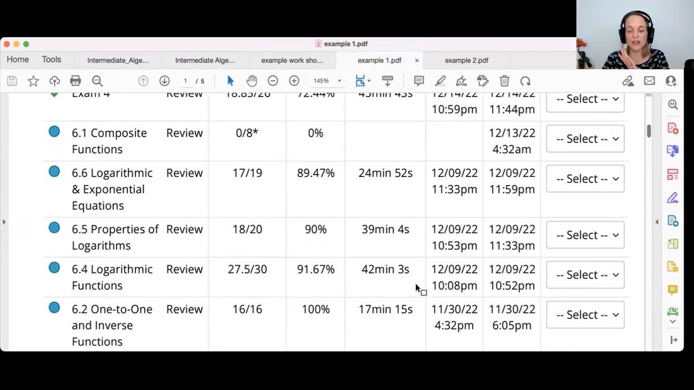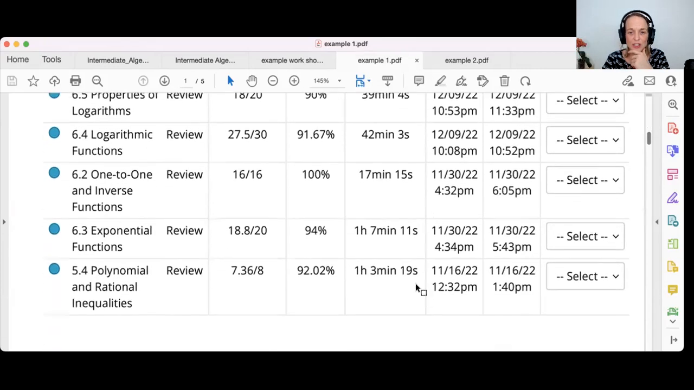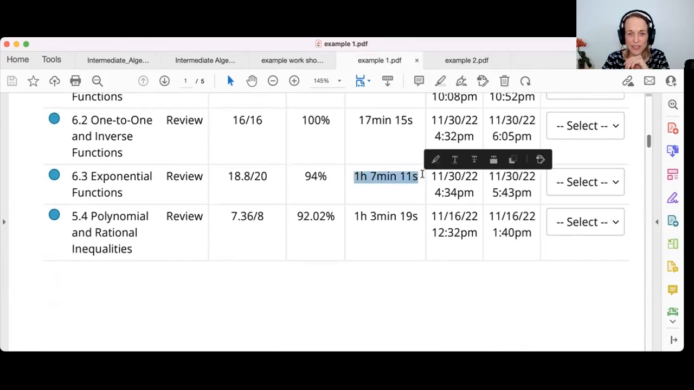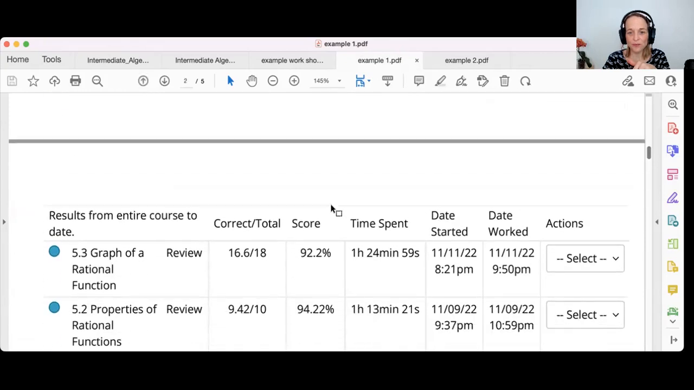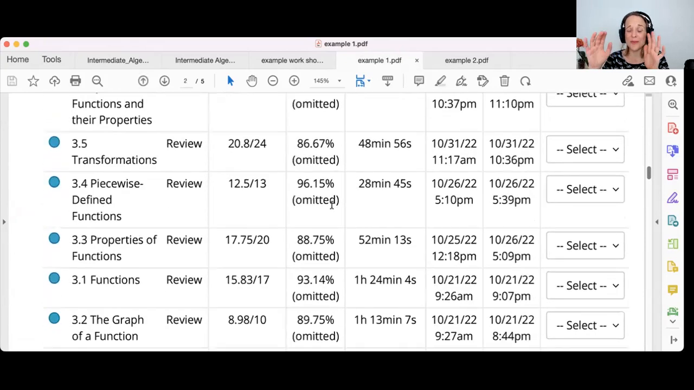This is not your class, this is college algebra. This is a strong student in college algebra. She had spent an hour and 7 minutes on this assignment and did her best, right? If I just glance down, so as I'm entering grades, I'm looking at how much time you're spending, okay?